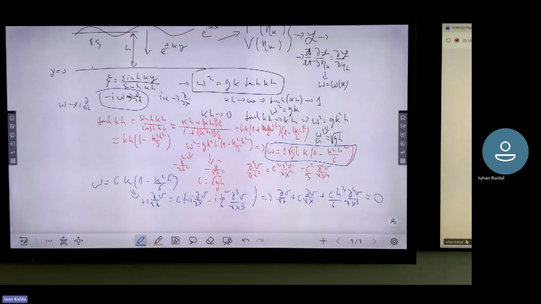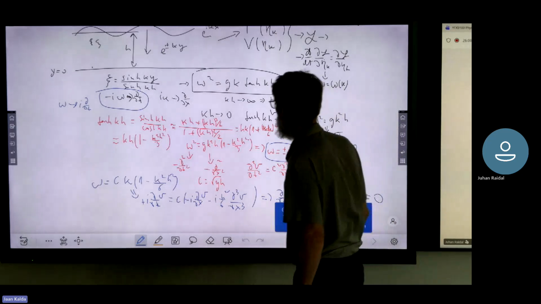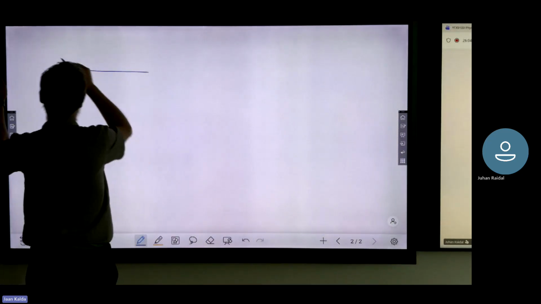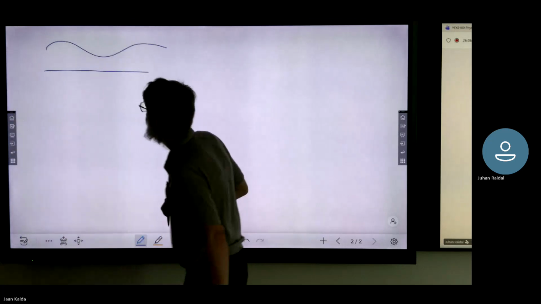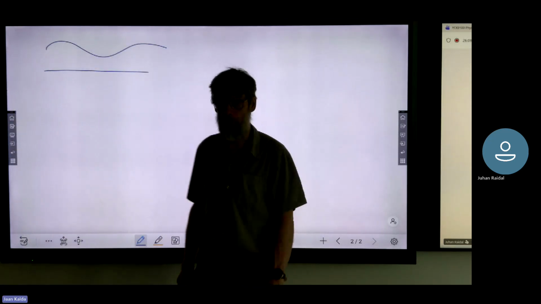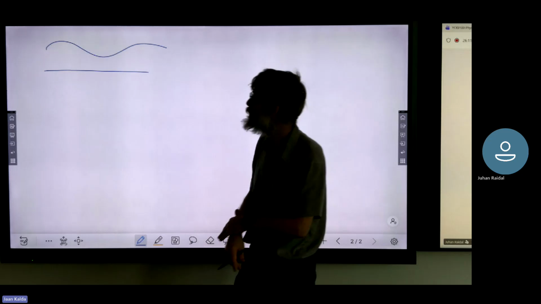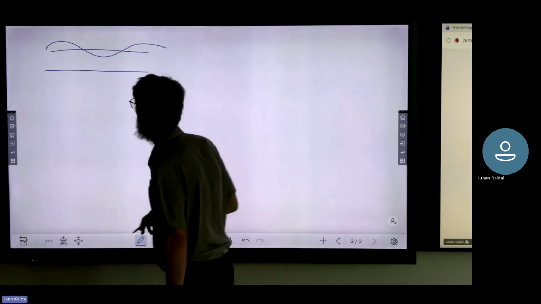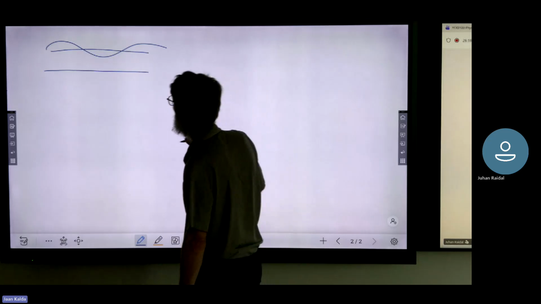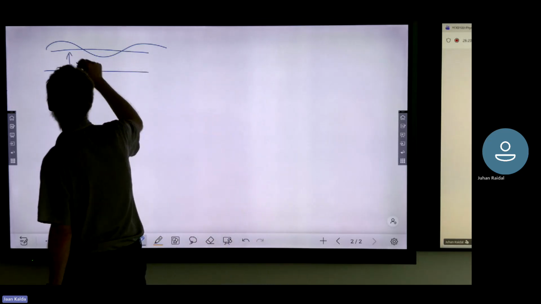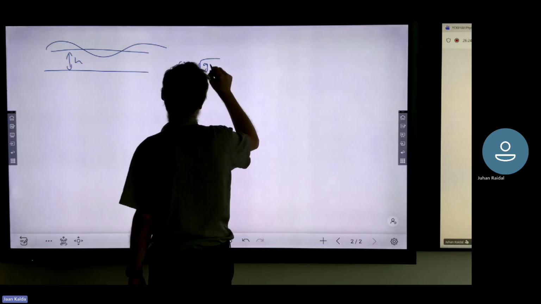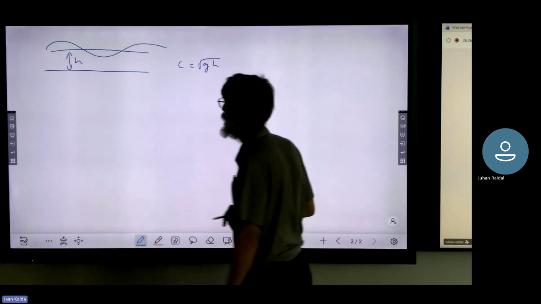So if we think, let me take a new page. It's going perhaps too long already. So here we have deeper water. And in deeper water, we learned that the wave propagation speed c is the square root of g times h, right?